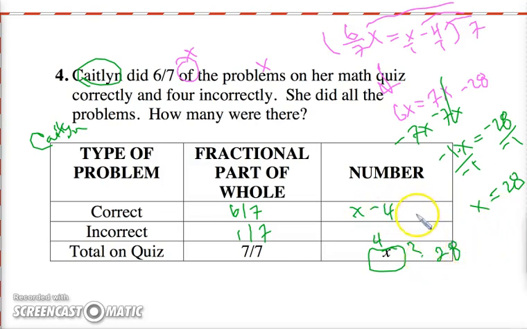28 minus 4 means she did 24 correctly. And then she did 4 incorrectly, and it checks out. 24 plus 4 is 28. So that's how you know, okay, I'm doing it right. I'm on the right track. Okay? So now, let's interpret the results. How many were there? There were 28 questions on Caitlin's quiz, where she did 24 correctly and 4 incorrectly. And that's how you interpret the results. So given these 2 examples, you can use them to help you solve other problems. Okay?